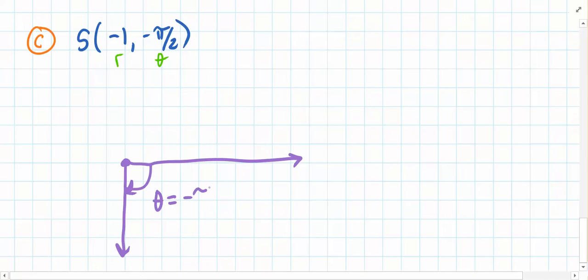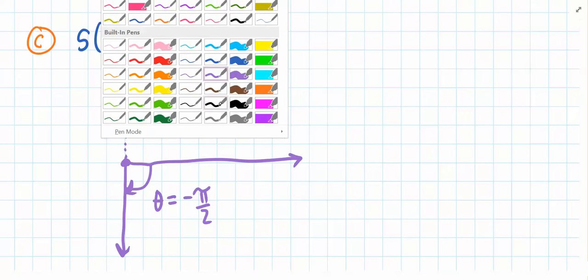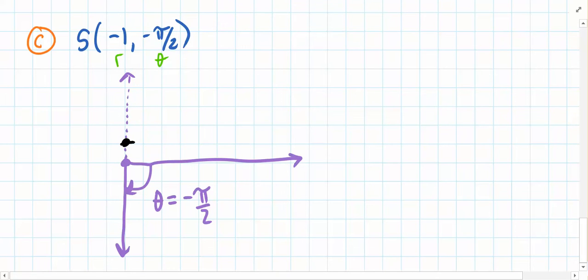Now, since r is negative, I'm going to draw my ghost ray, which is the ray that's opposite the one that it's on, and I'm going to go 1 unit in that direction. So that would be this point here. This would be the point S. And that's how you deal with it.